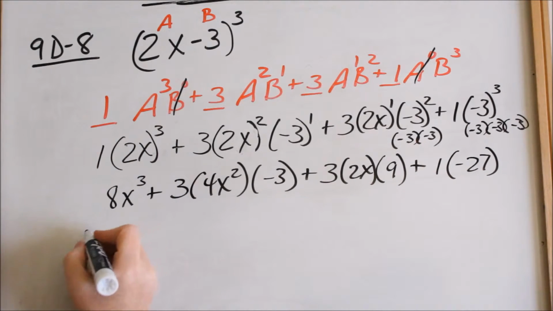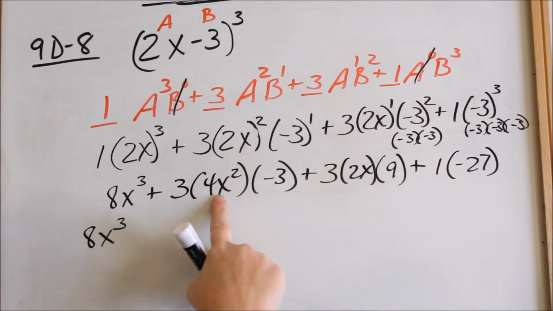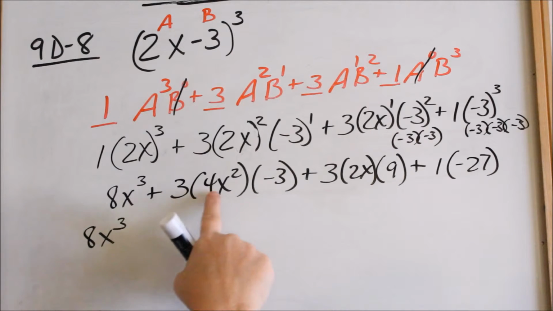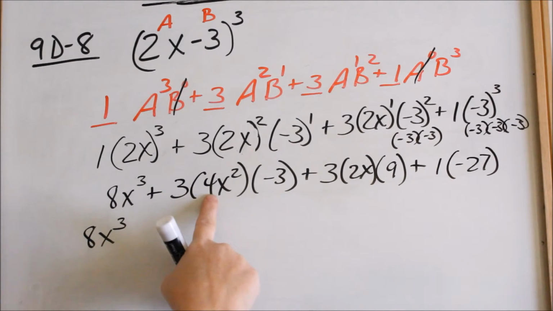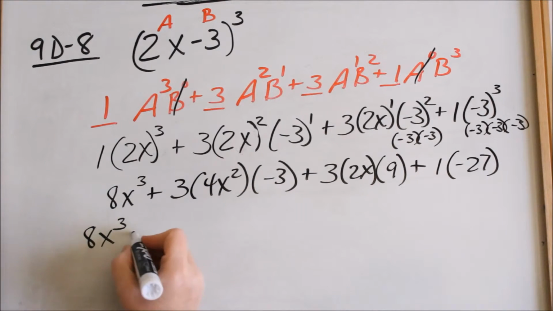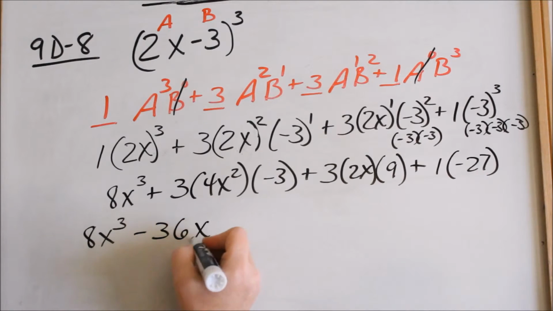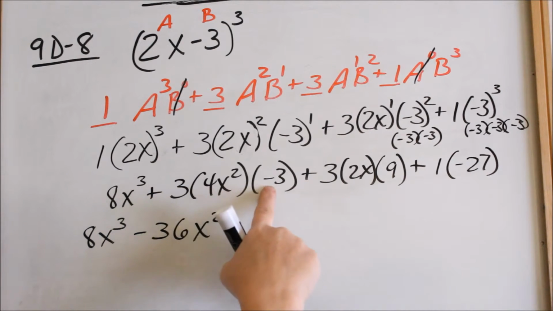Now, this was still 8x cubed. This means 3 times 4x squared times negative 3. You can combine all your numbers. Numbers to numbers, letters to letters. So it's 3 times 4, which is 12. 12 times a negative 3, negative 36. And then I still have my x squared. So keep up with your signs, a positive times a negative.